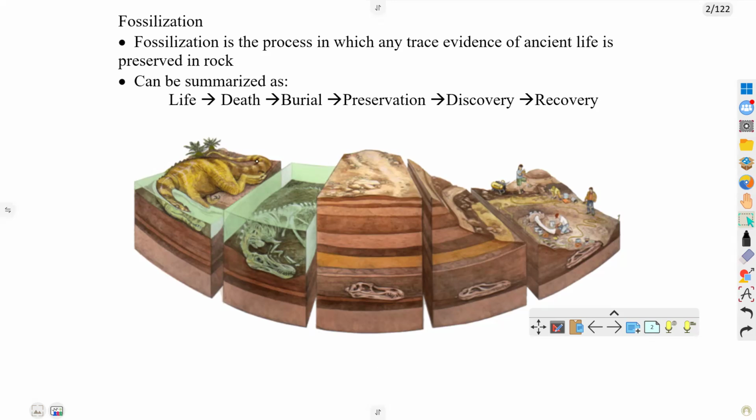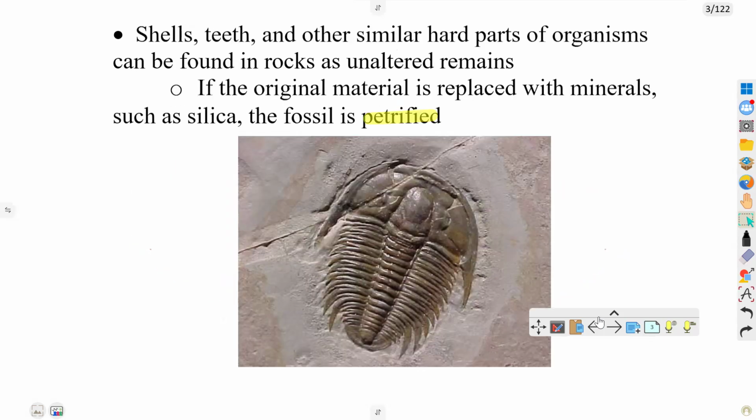And so you can see we have a basic pattern that we're going to follow. We start off with a living creature, because you can't have a fossil without a living creature. That creature then needs to die, but before it can fully break down, it needs to get buried. And this is going to cause a preservation of this remnant, which will then be discovered and carefully recovered by us.